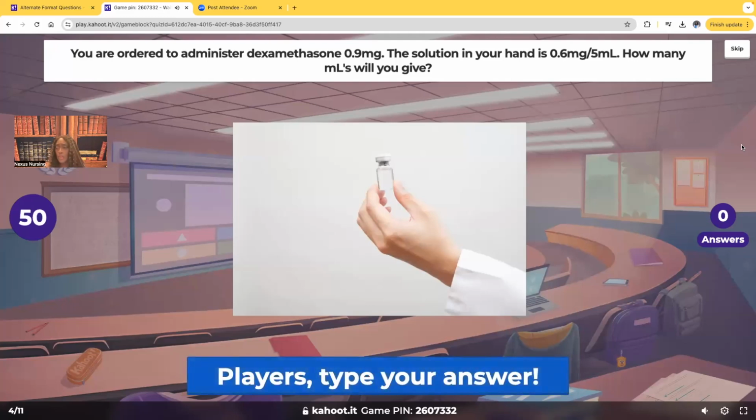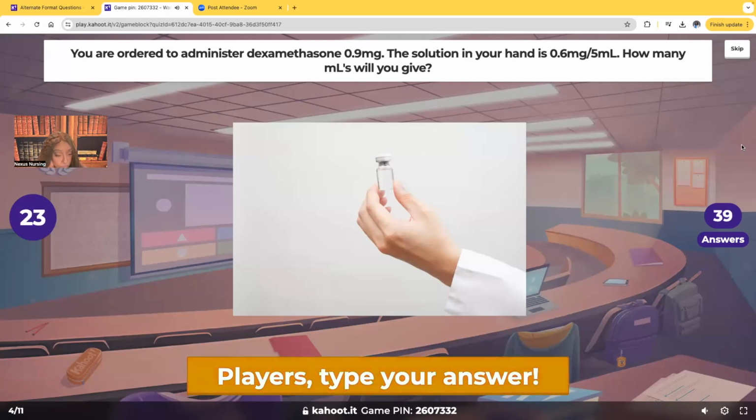And I know in nursing programs these days, you're allowed to use your calculator. So go ahead, use your calculator if you need to. If you're old school like me, paper and pen, go ahead, do the math. Tell me how many mLs are you going to give your patient? The order is to give 0.9 milligrams of dexamethasone. By the way, dexamethasone is a steroid. The order is to give 0.9 milligrams, but what's available is 0.6 milligrams over 5 mLs.